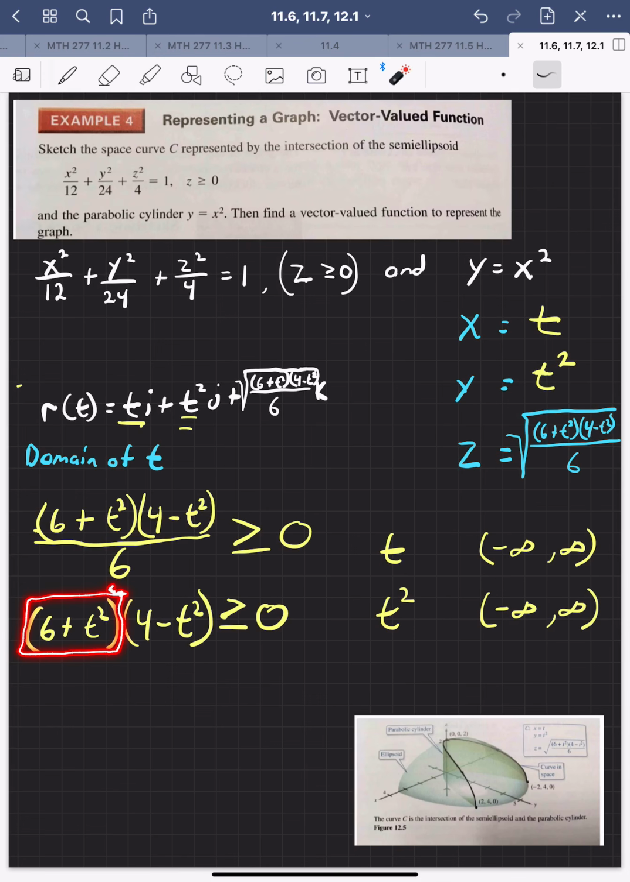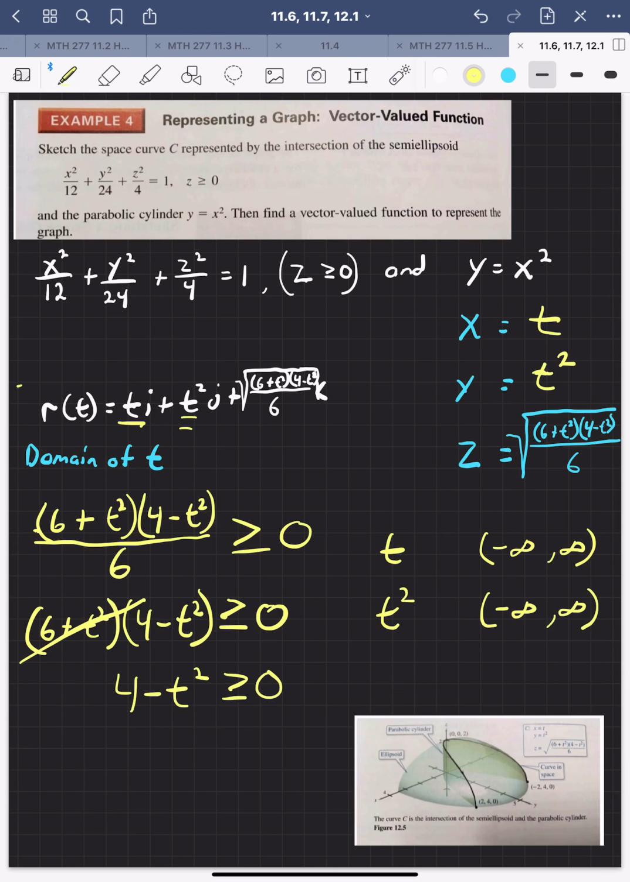No. No matter what, if you choose -1, you're going to square it, and it's going to become a positive, right? So we're good to go here. This is not going to cause any domain restrictions because this will always be greater than or equal to 0. This other factor is going to be the problematic factor. So we don't have to worry about the first factor. It's just 4 minus t squared has to be greater than or equal to 0.